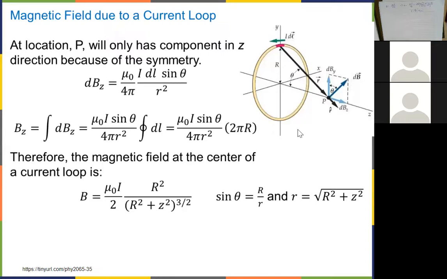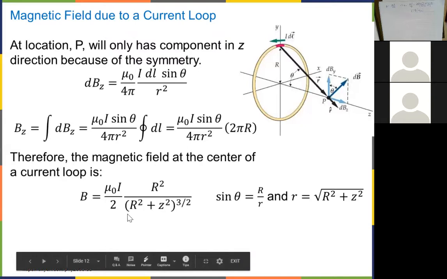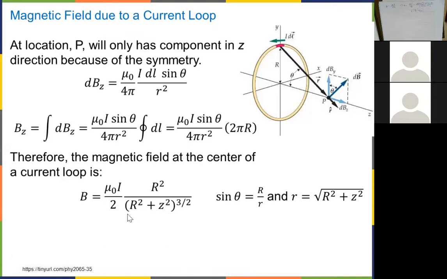So your B field will be just in the z direction with this magnitude, which should also apply for the B field at the center. In that case, you simply replace z with 0, so you are at the center. Then it gives you mu naught I divided by 2 times capital R, because this is R squared at the bottom, and you will have R cubed.